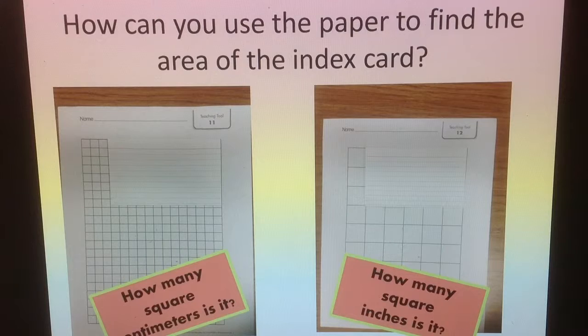How can you use the paper to find the area of an index card? Students were given a double-sided piece of paper with the square centimeters on one side and the square inches on the other side, and they were also given an index card. They traced around the index card and then counted the squares inside the rectangle to find out the area.